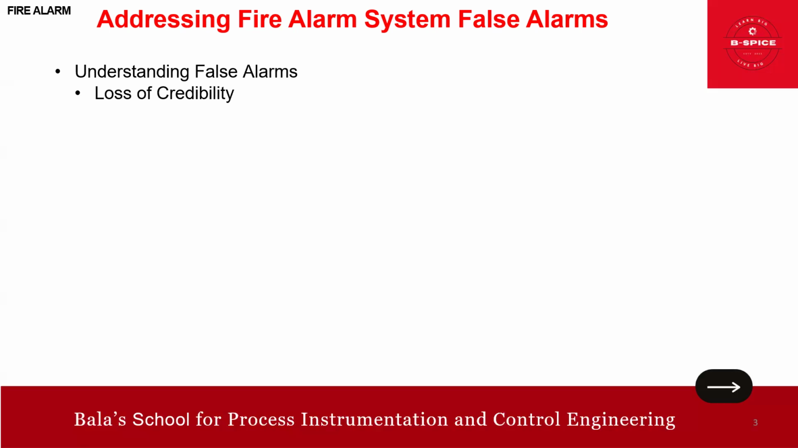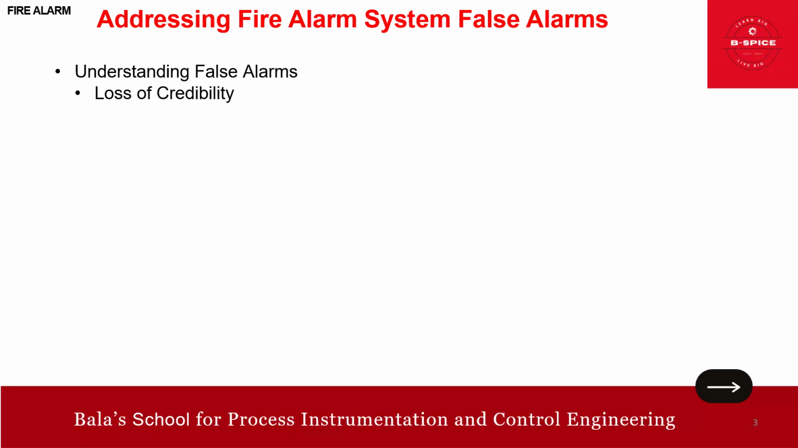See, false alarm occurs when a fire alarm system is triggered by events that do not indicate an actual fire emergency. You got it, friends? Yes. Common causes of false alarm include cooking smoke, steam, dust, insects, system malfunction, and user errors. These are some of the common causes of false alarm. False alarm can have serious consequences. So let's see the consequences.